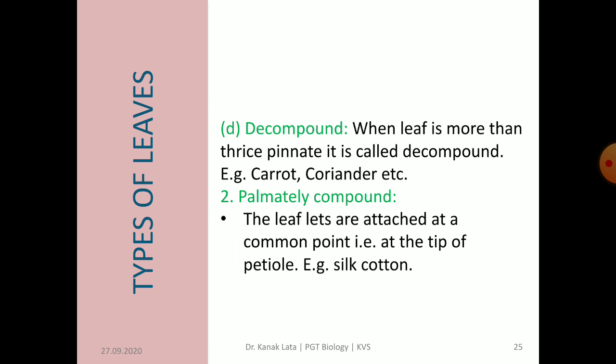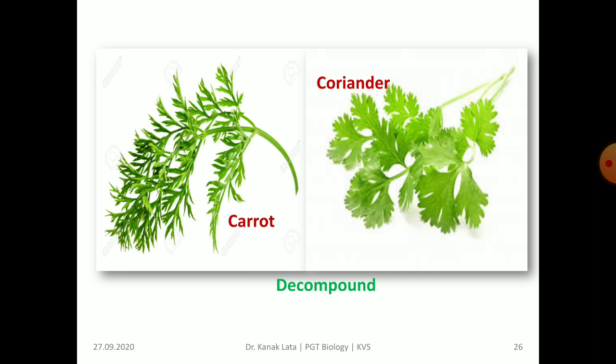Now, the last pinnately compound leaf is decompound. In this case, the leaf is more than thrice pinnate, as it is seen in carrot and coriander. The second type of compound leaf is palmately compound. In this case, leaflets are attached at a common point, that is at the tip of the petiole. It is commonly seen in silk cotton. Here you can see in this figure the decompound pinnately compound leaf of carrot and coriander.